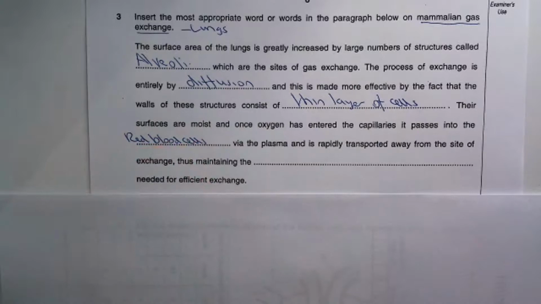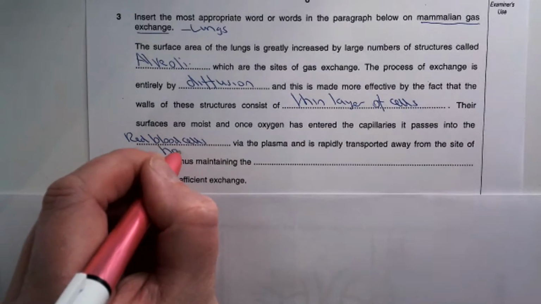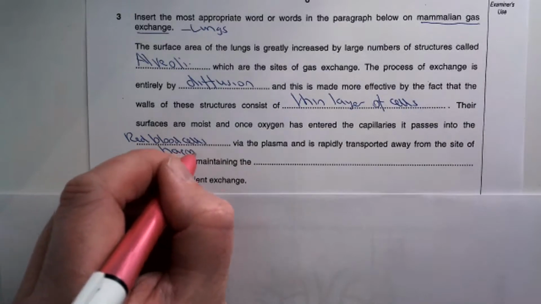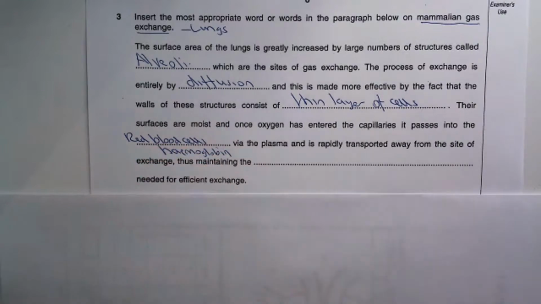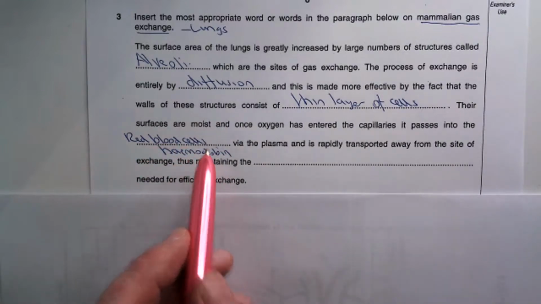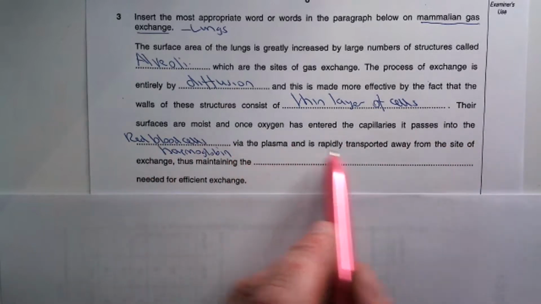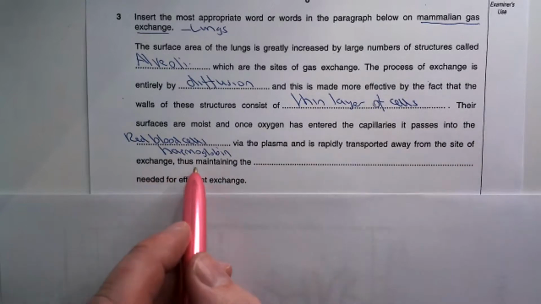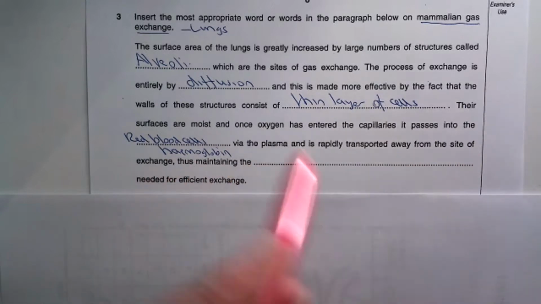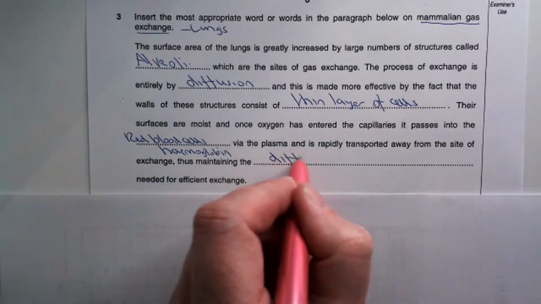Scientific name for red blood cells is erythrocytes. More specifically, you could say it's the hemoglobin, because that's the chemical inside the red blood cells that will pick up the oxygen to make oxyhemoglobin. So it passes into the red blood cells via the plasma and is rapidly transported away from the site of exchange, thus maintaining that, well, to continue the efficient gas exchange, we've got to have a diffusion gradient. So that's the term we're after there.